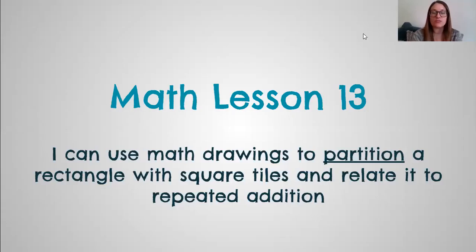Second grade, welcome to Math Lesson 13. Today we are going to be able to use math drawings or pictures, on the computer in our case, to partition a rectangle with square tiles and relate it to repeated addition.